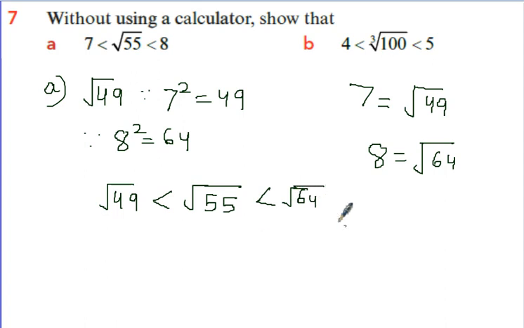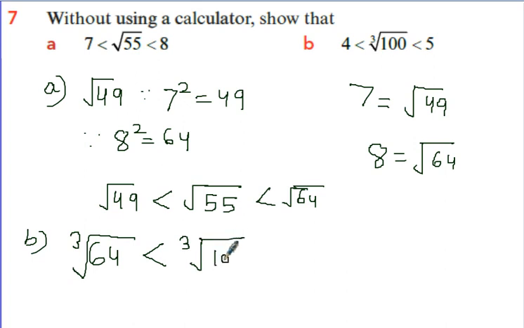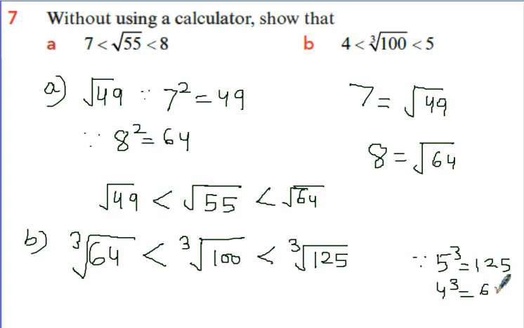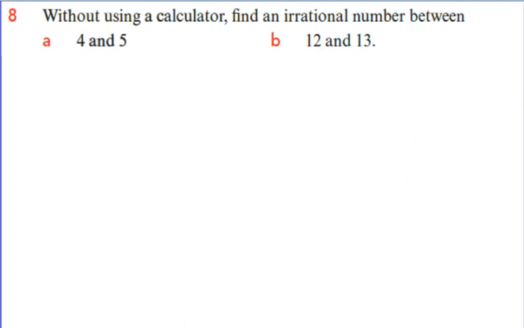Similarly you can do next. It is cube. So when you go to B part, cube of 4 is 64, because 4 cube is 64. And this is 100, and 5 cube is 125, 5 into 5 into 5. So you can write separately, 5 cube is 125 and 4 cube is 64. So 100 lies between these two. Then we go for the 8th question.